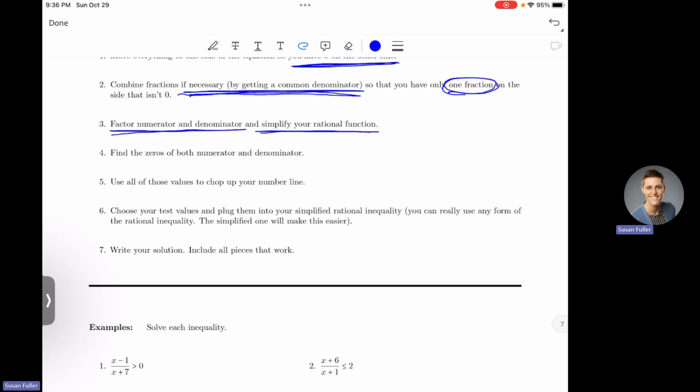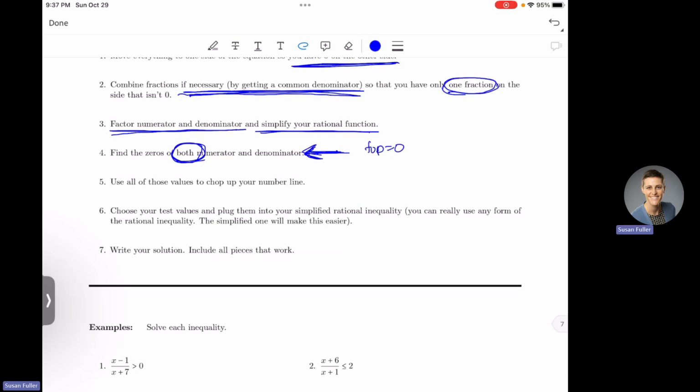So go ahead and factor everything and simplify it. Cancel if you can. And then normally this is where we set our equation equal to 0 after we factor, and then test values. This time we have both a numerator and a denominator. We are going to set both the numerator and the denominator equal to 0. You set them both equal to 0.